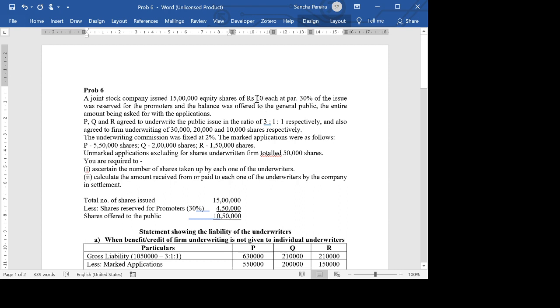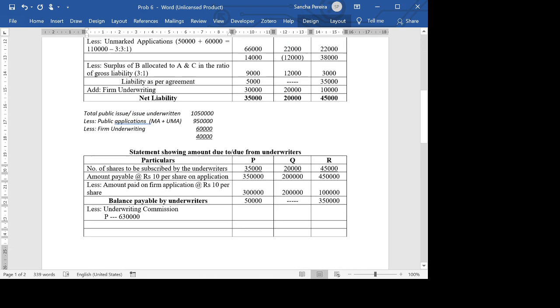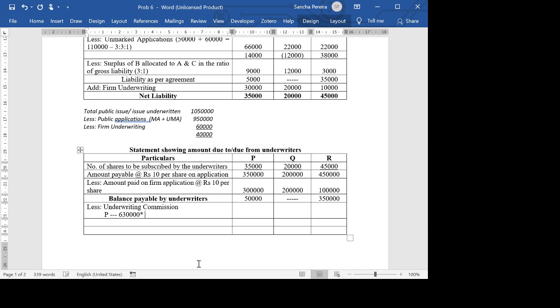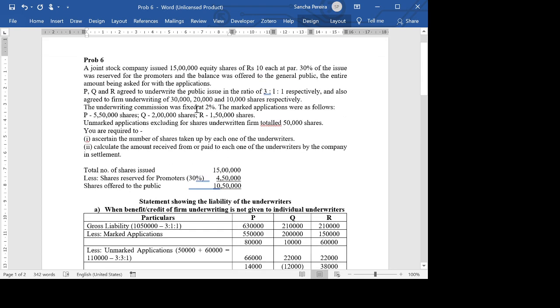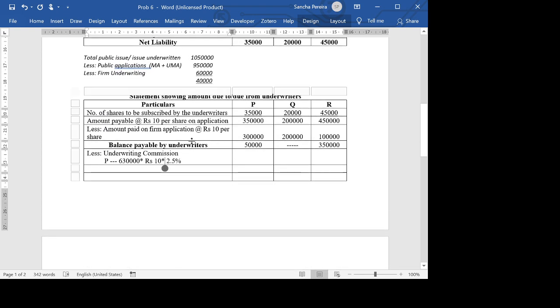Suppose this share was issued at a premium of 2 rupees, then the issue price would have been 12 rupees. But right now it's 10 rupees. So into rupees 10, into the rate of commission. Sorry, underwriting commission is 2%, not 2.5%, 2%.